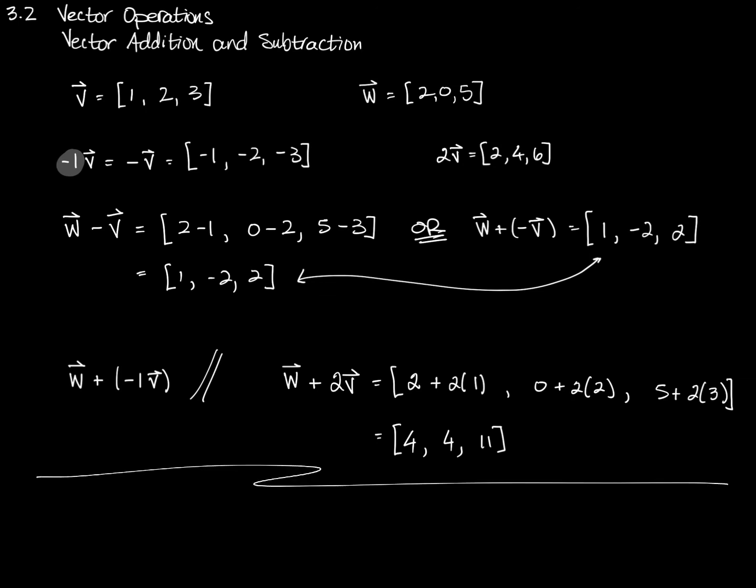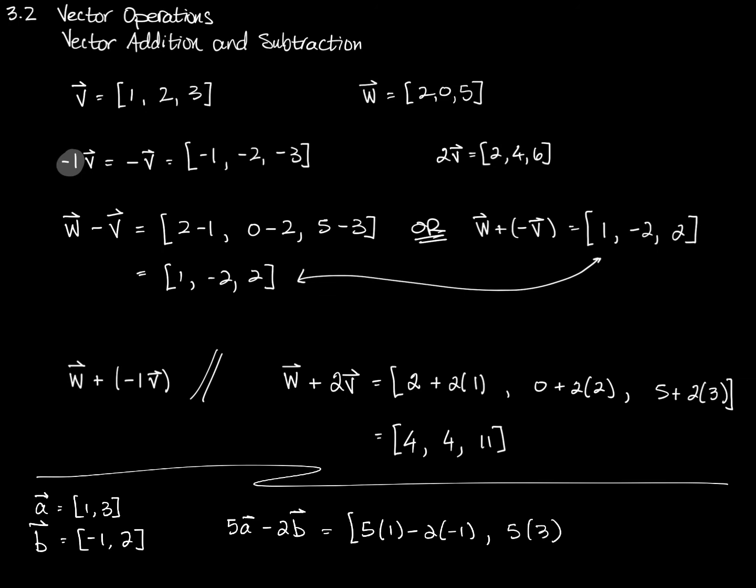Let me do one more example. If I have vector a equals 1, 3, and vector b equals -1, 2, then I can write, for example, 5a minus 2b, which is going to be 5 times the first component in a minus 2 times the first component in b, comma, 5 times the second component in a minus 2 times the second component in b, which ultimately gives me 5 plus 2 and 15 minus 4.